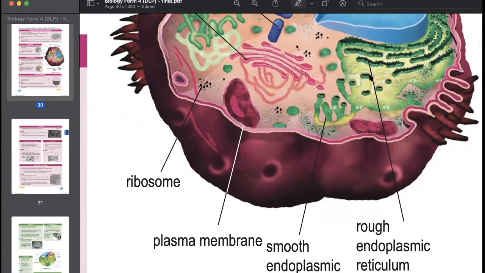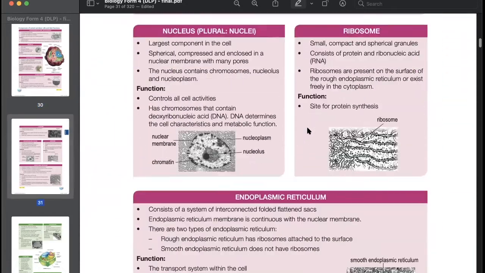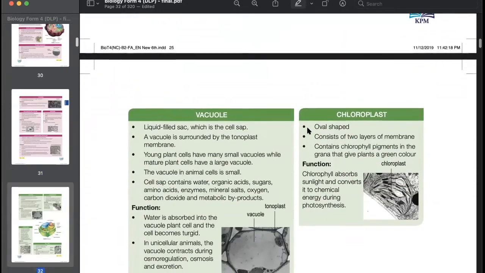And then for smooth endoplasmic reticulum, dia tak ada ribosome kan? Dia smooth je. Okay, so fungsi smooth endoplasmic reticulum is to produce lipid. Produce fat, menghasilkan lemak lah. Itu saja. Okay guys.